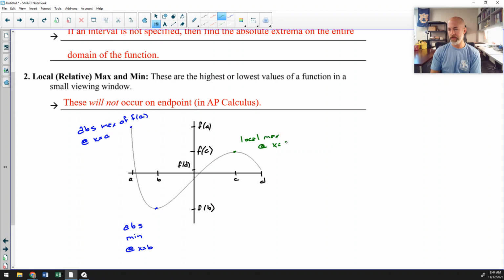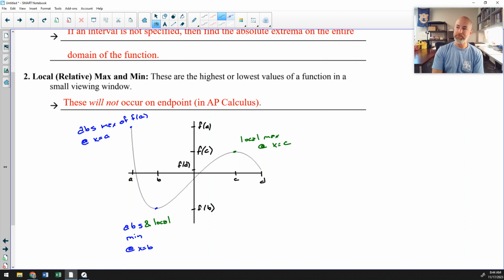And let's see, is there a local minimum? And there is. There's a local minimum right here at x equals b. Now, I realize that is also the absolute minimum, but if I did cut that little square out of the paper, within that small window that point at x equals b is still the lowest point in that little local region. And so that is an absolute and a local minimum at x equals b.